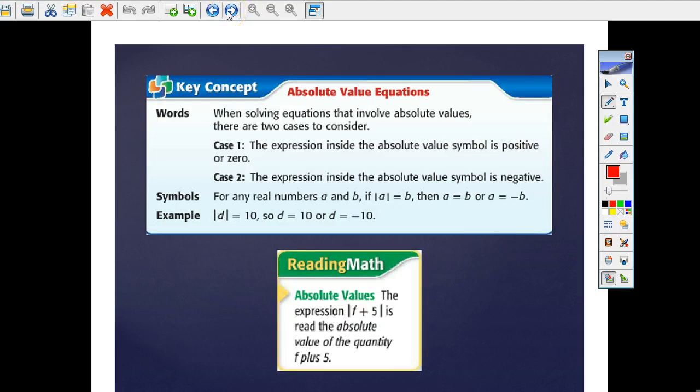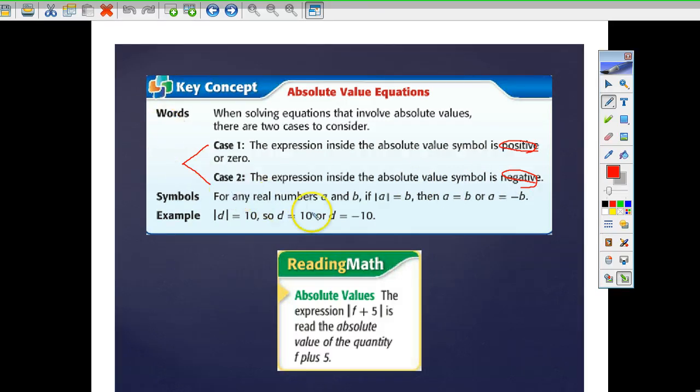Okay, welcome back. So, absolute value equations. In words, when solving equations that involve absolute values, there are 2 cases to consider. Case 1, the expression inside the absolute value symbol is positive. And in case 2, the expression inside the absolute value symbol is negative. So there can be a case where it's positive or it's negative.